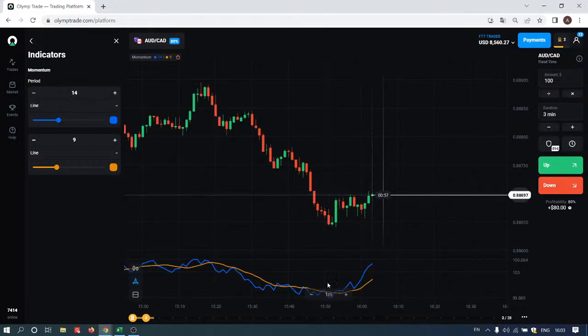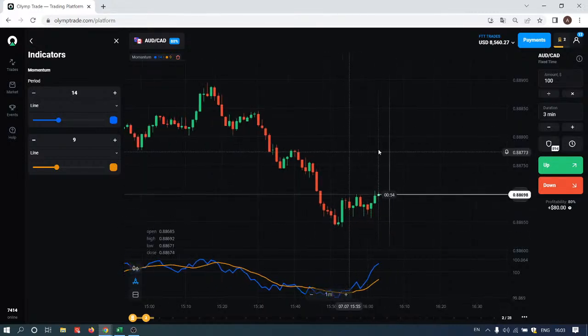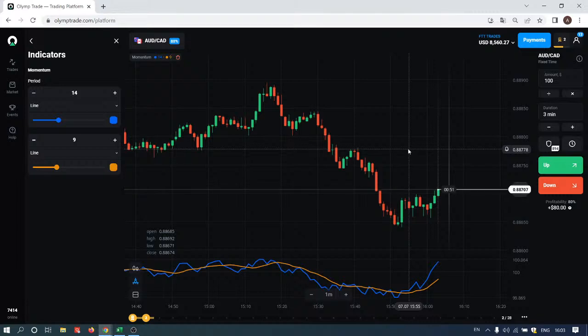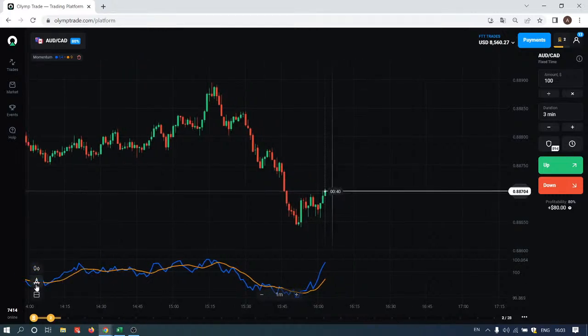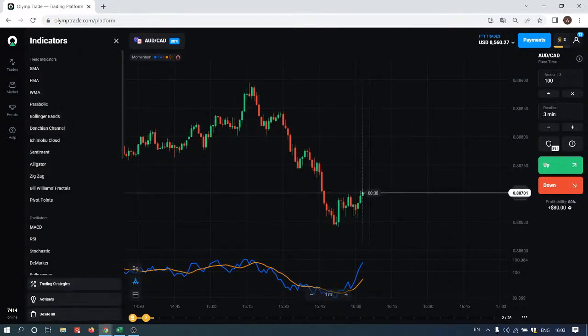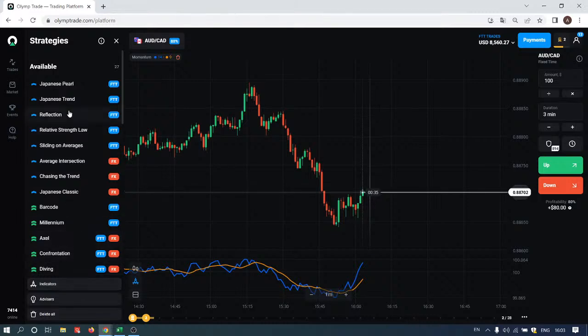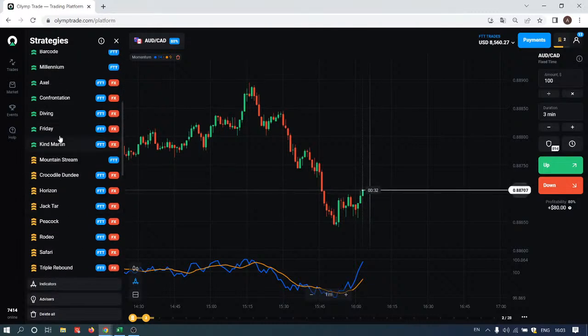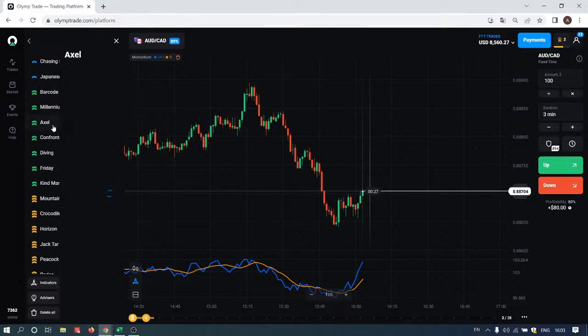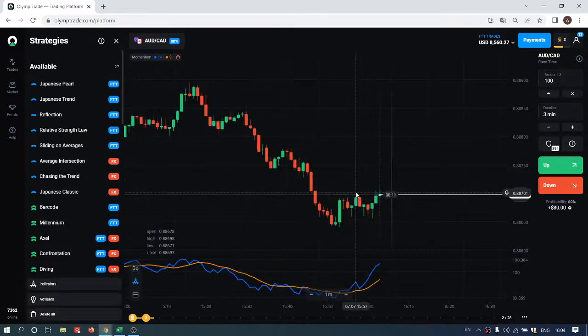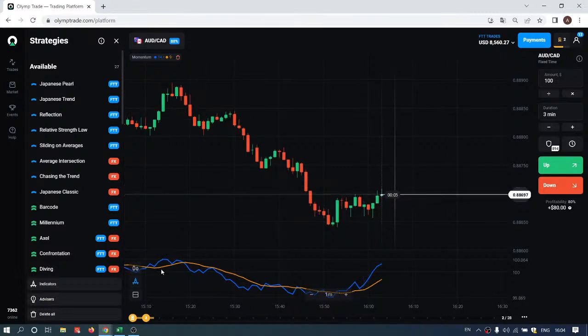And here we go. So like I said, this strategy is simple, and we only need one indicator basically in this strategy. If you click here in our indicators tab, and you go ahead and click the trading strategies section, in the new window you're going to find the Axel strategy.